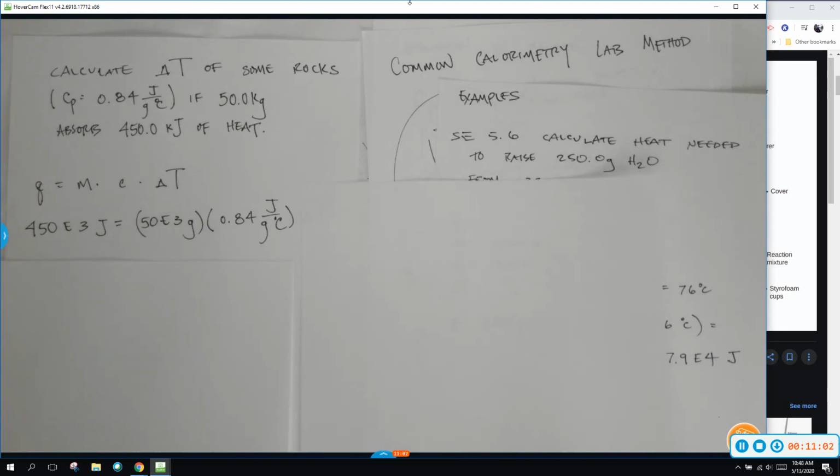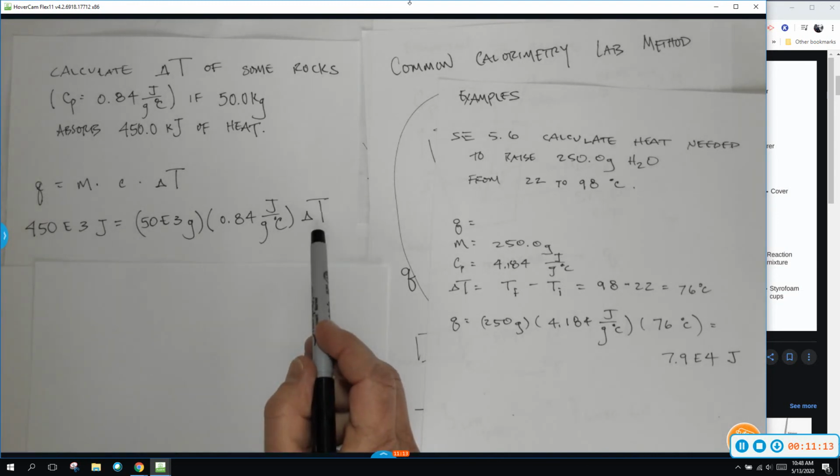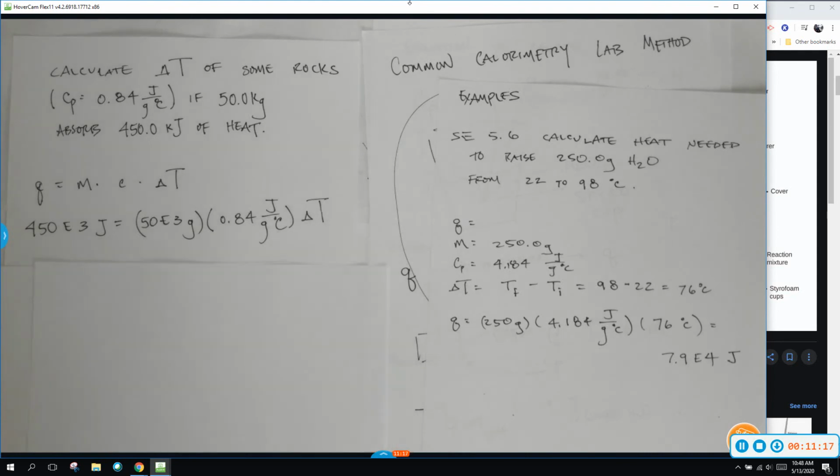The specific heat capacity was given to me in the problem. It's 0.84 joules per gram degrees Celsius, and I want to find the delta T. Try that on your calculator right now and see if you can solve for delta T. All right, hopefully you got about 10.7 degrees Celsius or 10.7 Kelvin, and that's our change in temperature for these rocks.